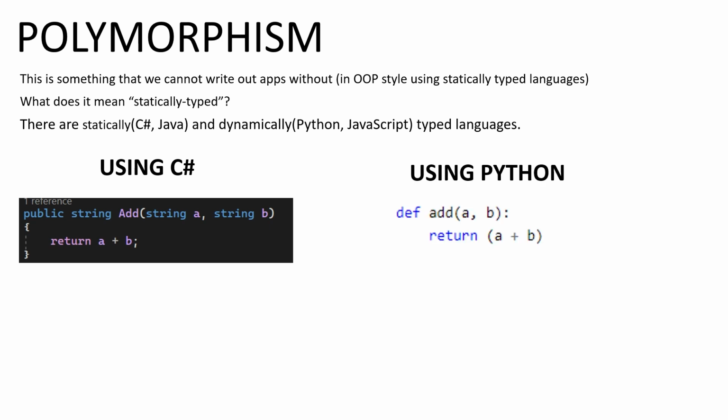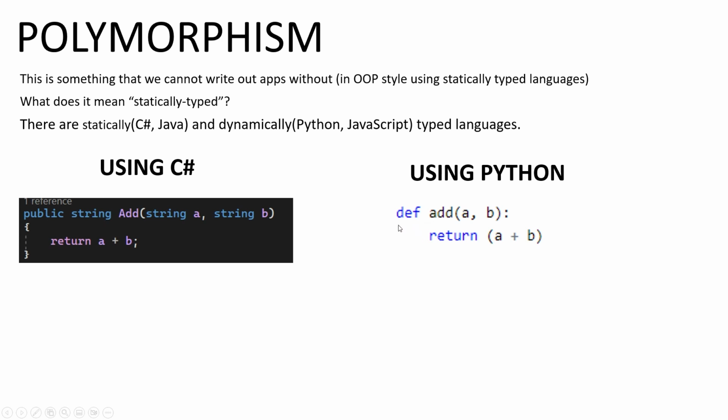Let's check out the same example but using Python. So here we're saying that the method is called add, and we're just passing A and B. As you can see, we're not saying that A should be string and B should be string. And for the return, we're simply adding them. Here in Python, we don't say what we should return. As you can see in C#, we're saying what we want to get out of this method, and in that particular case it's a string. But in Python, we don't say this.